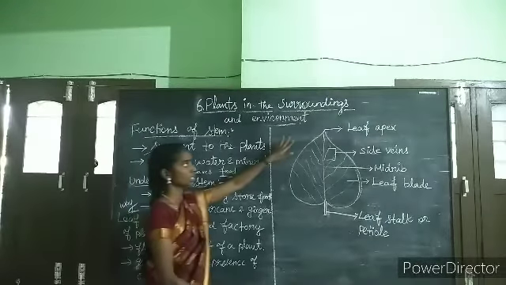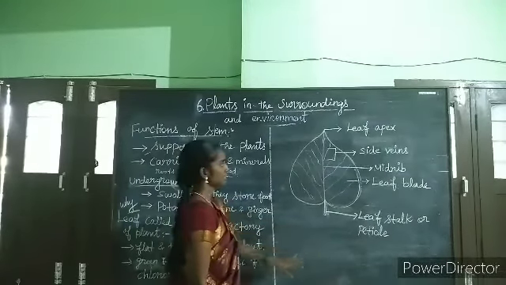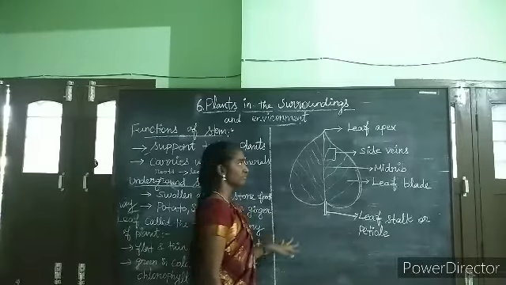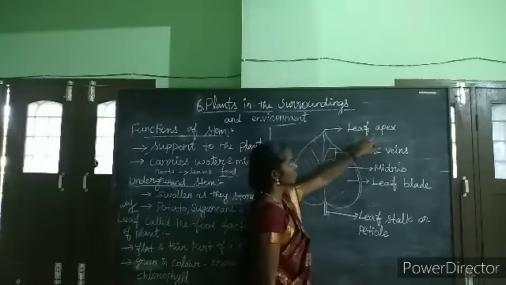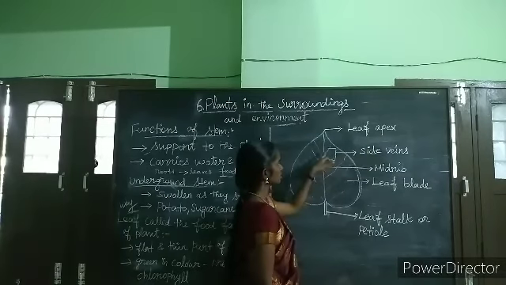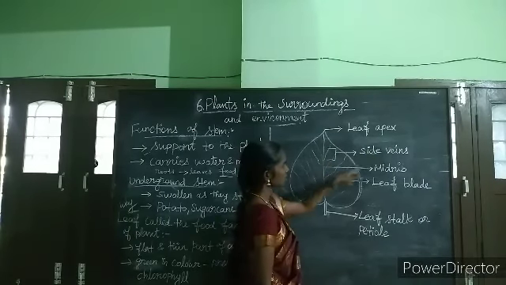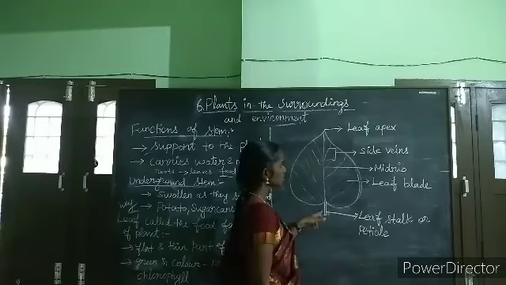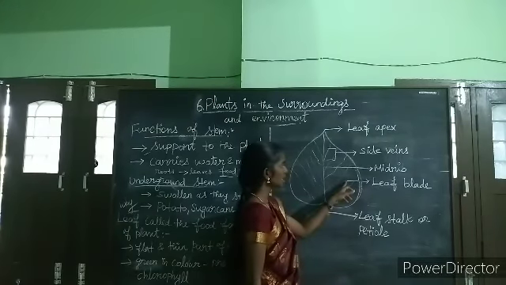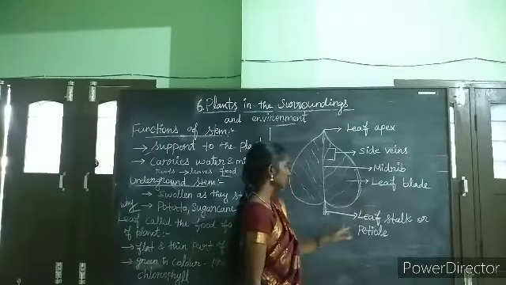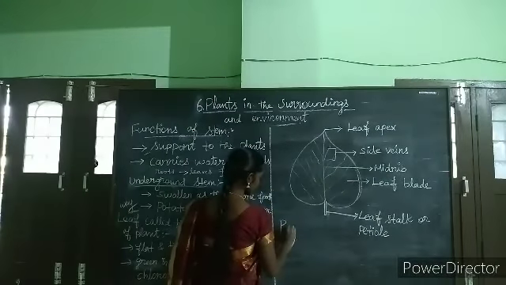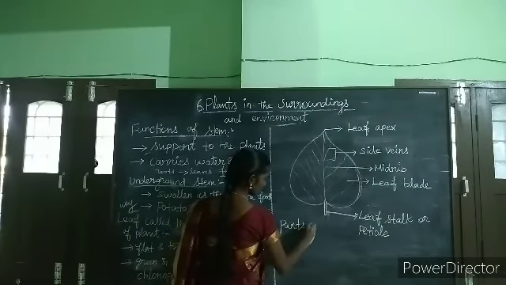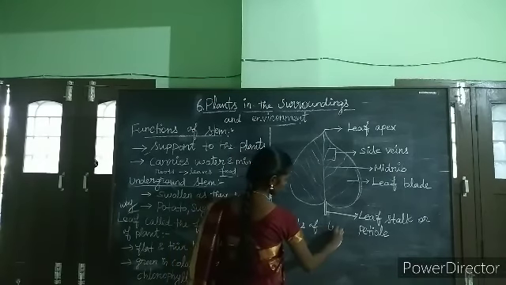So now let us see the parts of a leaf. First one is the leaf apex, this is called the side veins, this is the midrib, and this is the leaf blade and leaf stalk. So these are all the parts of a leaf.